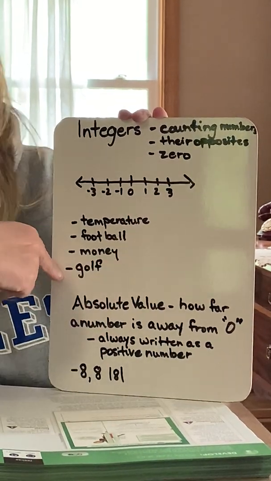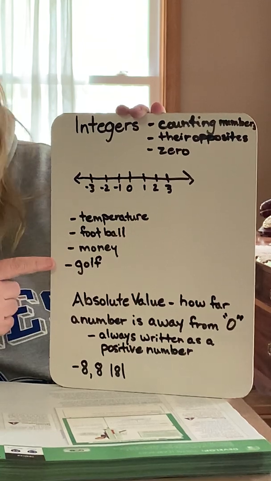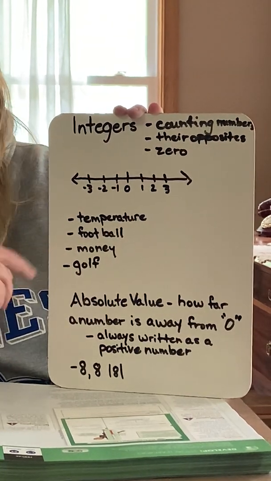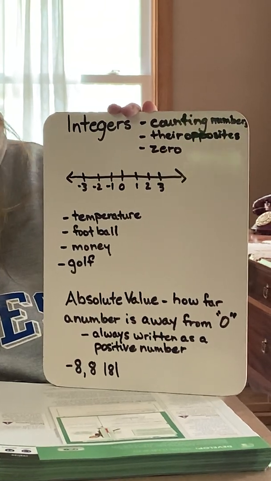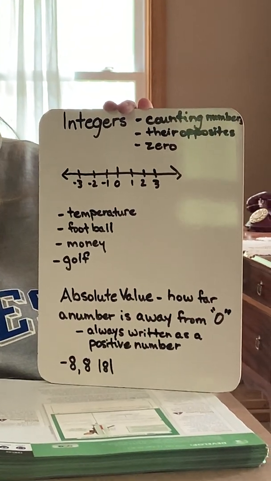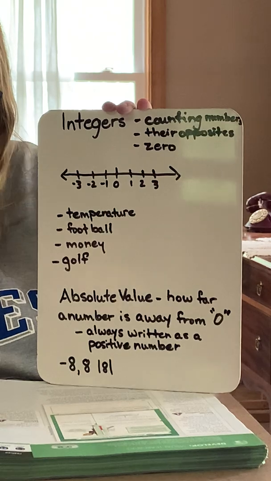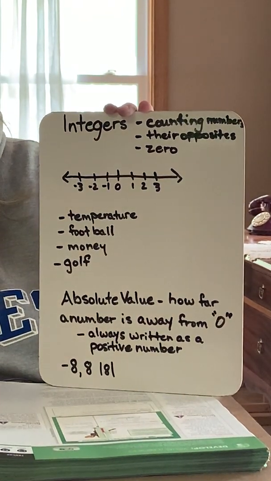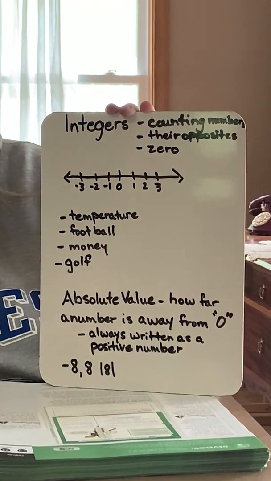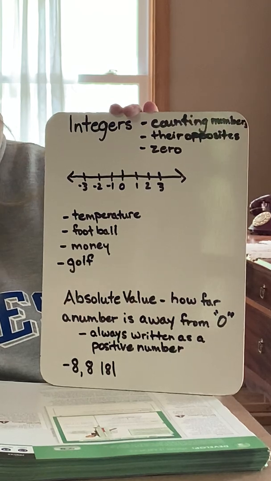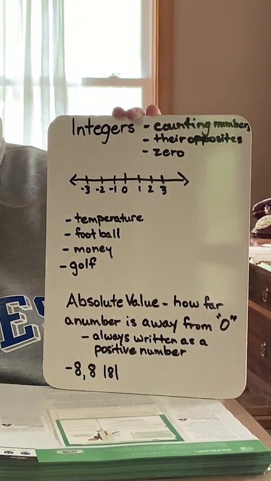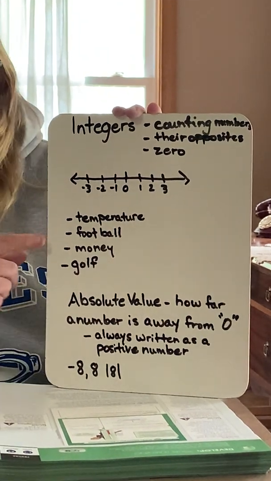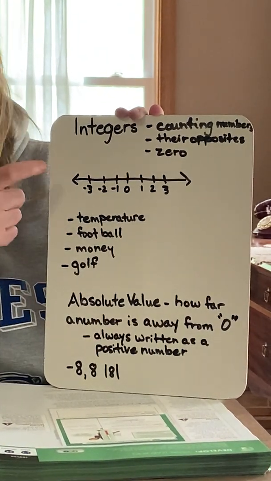And then golf. Golf is a great one. You'll see that whatever golfer is -4 off the leader or whatever, that means he's under, which actually means he's better than the leader. You don't want to go over. You don't want to have positive. Remember, in golf, the lower the score, the better you are. So anyway, those are some real life applications to thinking about integers.